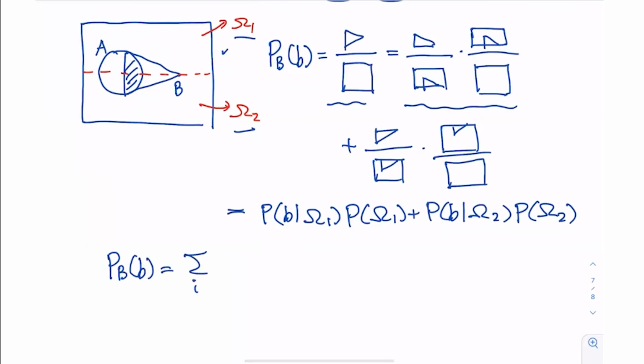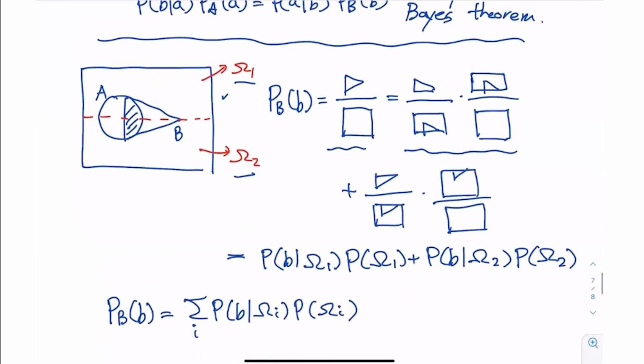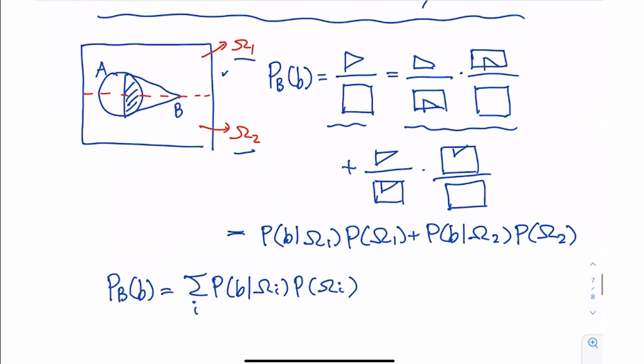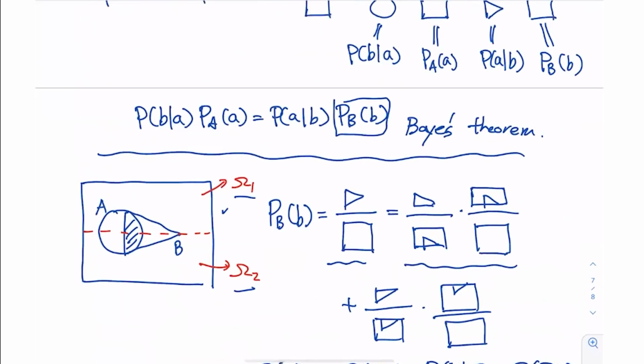you can write it in terms of arbitrary partitions. And if we use that in the Bayes theorem by replacing this part, then we get the general form of our Bayes theorem.